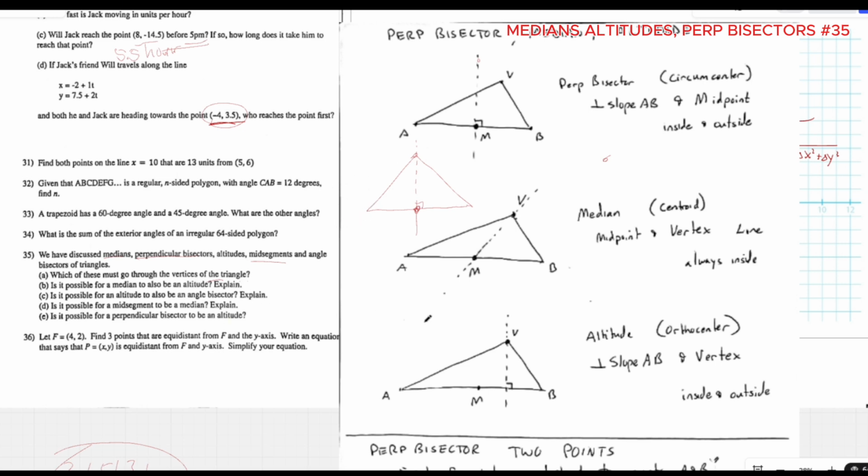Is it possible for a mid-segment to be a median? Well, a mid-segment looks like that. It doesn't go through a vertex, so there's no way for that to happen.